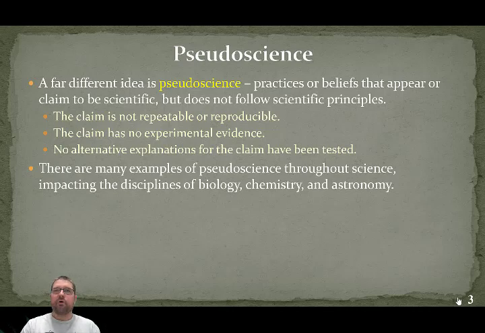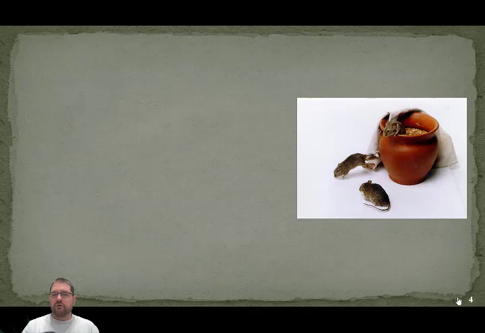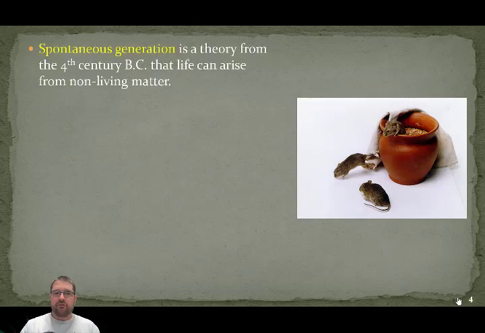And we're going to talk about some of these pseudosciences and how, as time has gone by, we've been able to debunk or remove these as scientific explanations. They're all over in different fields, but we're going to concentrate on a few of them. So the first one we're going to talk about is this thought of spontaneous generation.